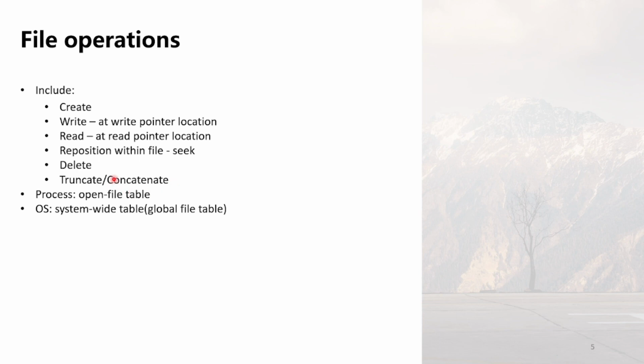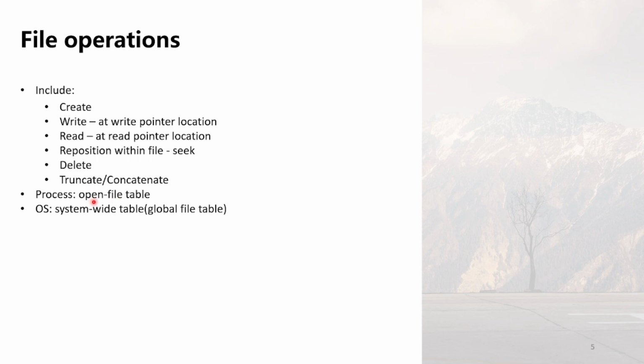These operations are ones we commonly use when handling files, and the file system is meant to support these operations to facilitate our file handling. There are two main structures for maintaining a file. On the process side, we have the open file table. Each process has an open file table that tracks the files it has opened.